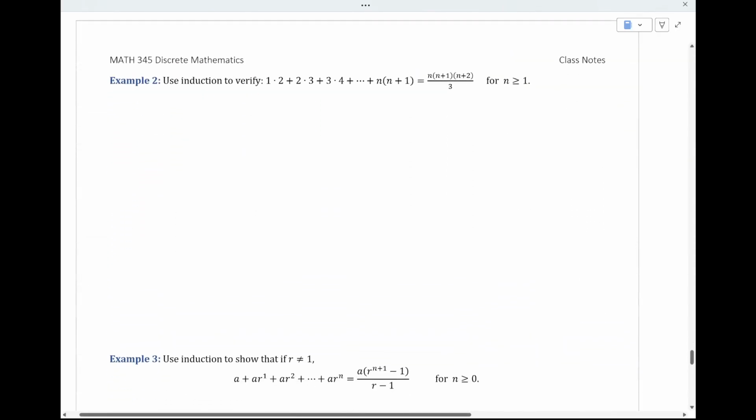This is example 2. Use induction to verify that 1 times 2 plus 2 times 3 plus 3 times 4 plus dot dot dot plus n times n plus 1 is equal to n times n plus 1 times n plus 2 over 3 for n greater than or equal to 1. Starting off here with our basis step.